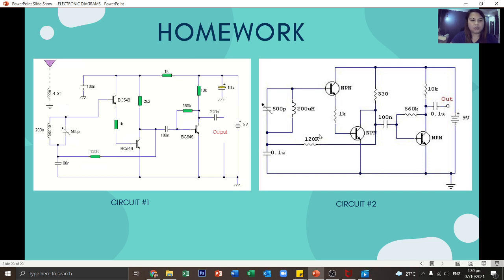So how do we do this? You should choose only one. Only one circuit will be assigned to you. Here's what you are going to do. Count the letters of your surname. If the number of letters in your surname is odd, you make circuit 1. But if it is even, you make circuit number 2. Do you have any questions?